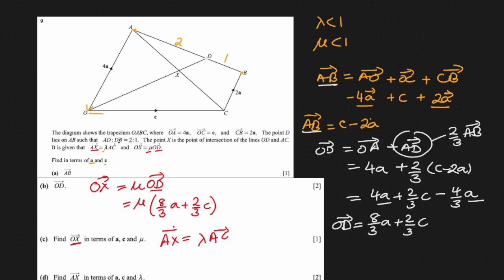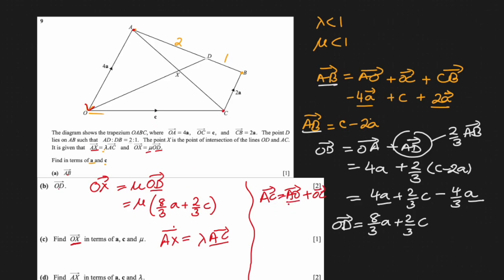Do we know AC? No. OD we know, AB we knew, but AC we don't know. So let's see what is AC. Let's do it here and then we'll substitute it here. AC. I start with A, I reach C. So I'll go to O first, so AO plus OC, that becomes AC.